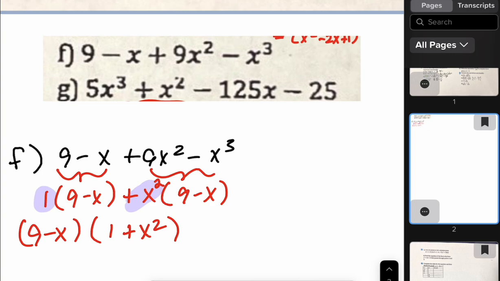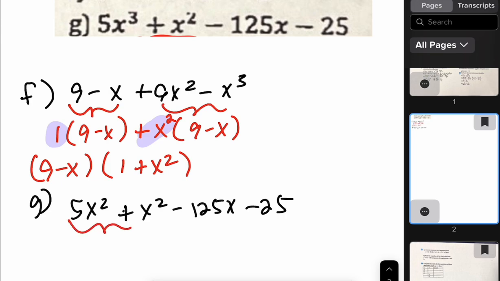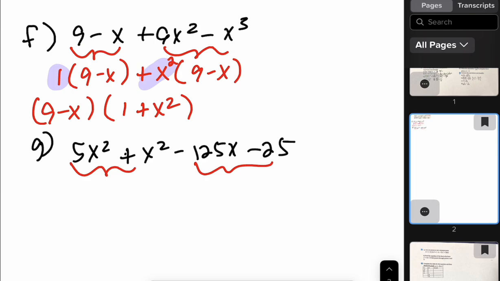Okay. So F is done, but now let's talk about G. Now, G is in descending order. There are some patterns there. The patterns aren't as obvious as the last one we did, but I see plus, plus, minus, minus. That's a good pattern. I see big, little. That's a pattern. We are still going to group these two together and these two together. Oh, I'm sorry. That was an x cubed. This one's a cube.